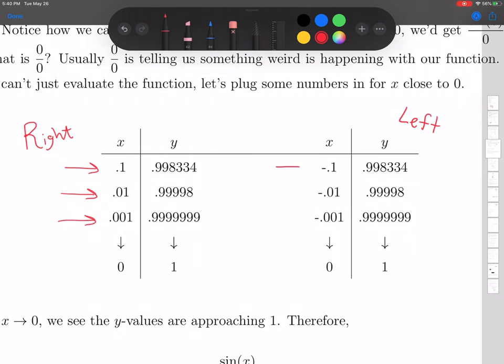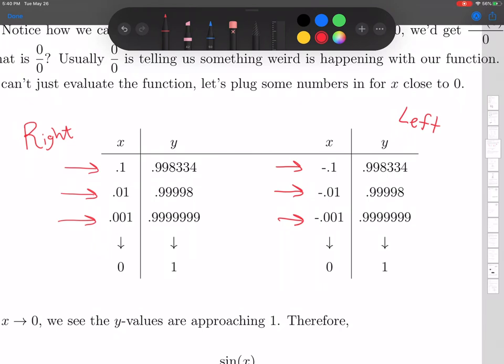This would be the left-hand side limit. Because my x values are negative. They're on the other side of 0, right? They're on the left-hand side of 0. So it's kind of like flip-flop from what I had above, but I have the right-hand side, I have the left-hand side. Let's take a look at these numbers.